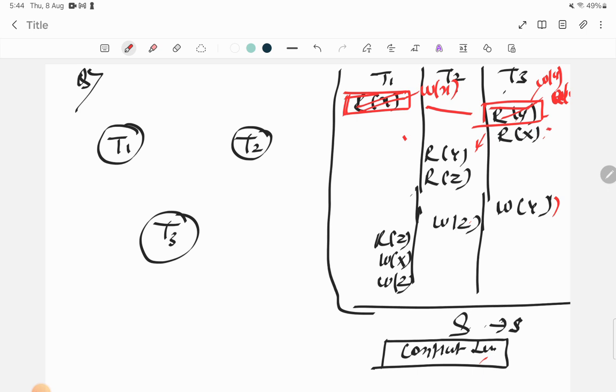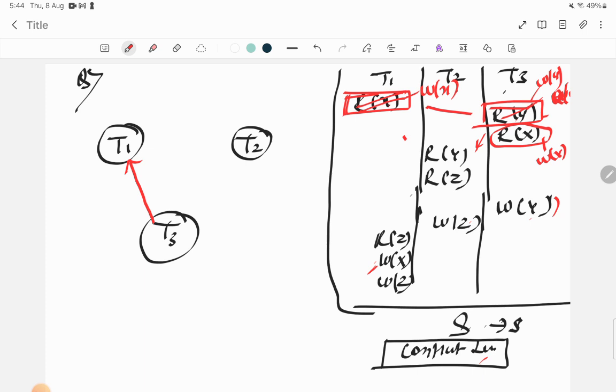Let's check for another one, R of X. What is the conflicting pair for R of X? It is W of X. Is this in T3? It doesn't matter. Is this in T2? No. Is this in T3? Yes, it is in T3 here. So we are going to draw a line from T3 to T1.